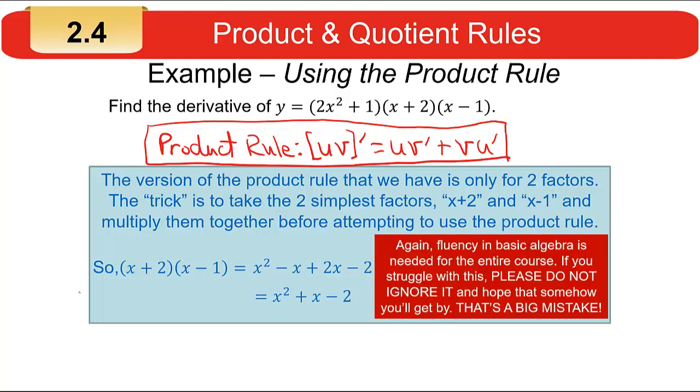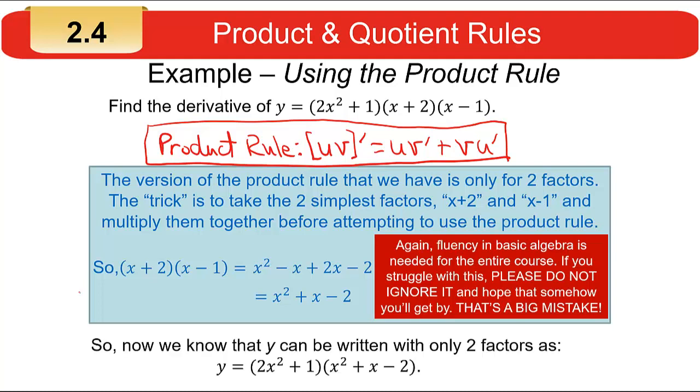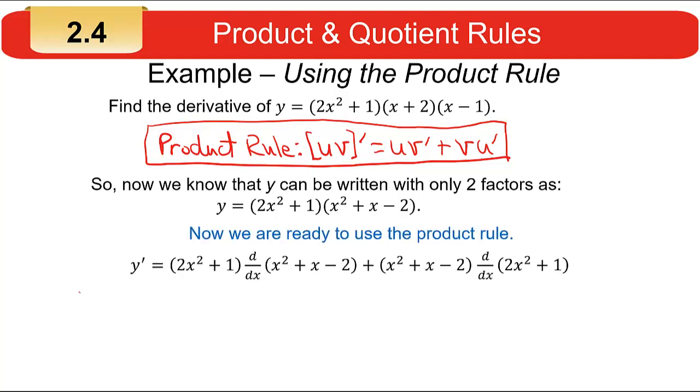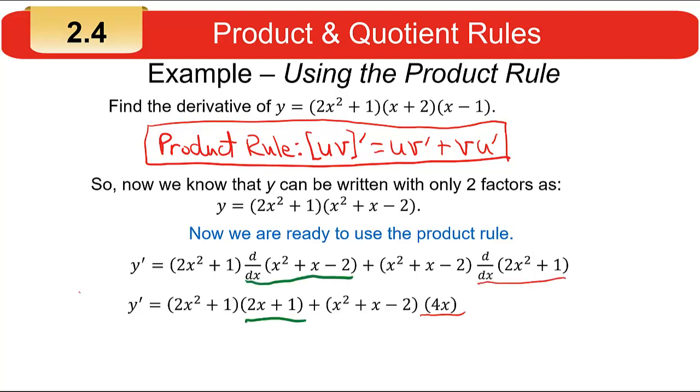So again, another illustration of why you need to have pretty decent algebra skills. So now if you rewrite that so that those 2 simpler factors are multiplied together, you now have something that the product rule applies to. The 2x squared plus 1 is like the u, and the x squared plus x minus 2 is like the v, and you can use the product rule. The product rule says the first one times the derivative of the second one plus the second times the derivative of the first. Those are both very easy derivatives to take, so I'm not going to emphasize that too much here. That's something you need to do when you're alone working through these problems yourself.